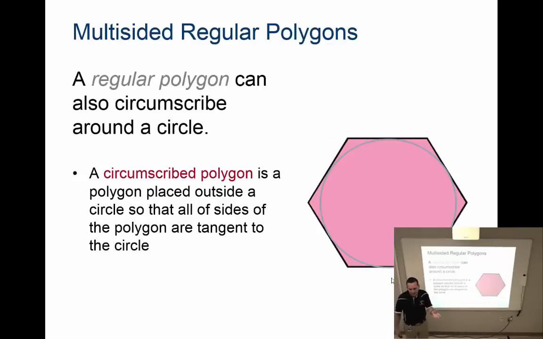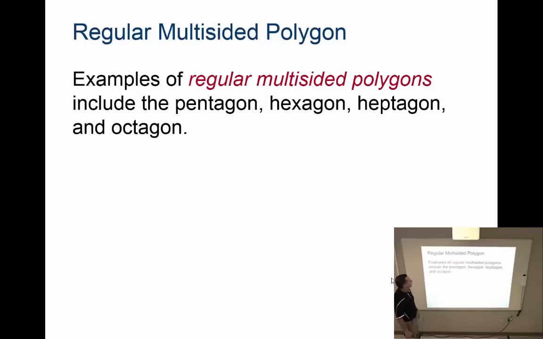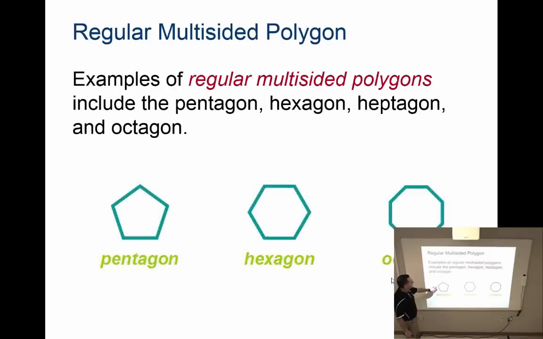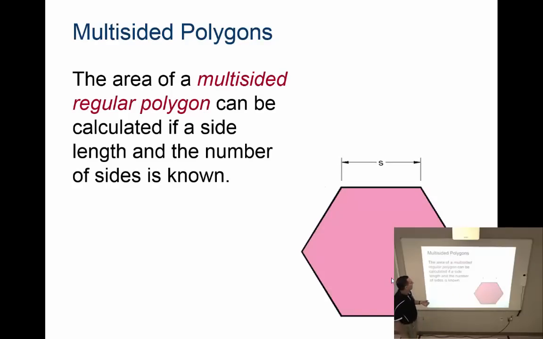For the purposes of our calculations, it doesn't really matter. But there are going to be drawings that we do in Inventor where this is important, and it's a setting that we're going to have to use. Here are some examples, then, of our regular multi-sided polygons like we had mentioned before. And no matter which polygon we're talking about, we're using the same formula to calculate the area.